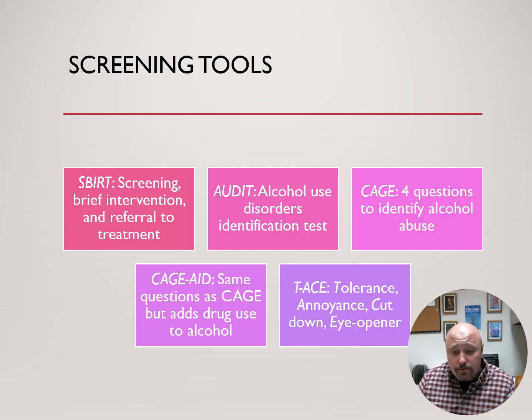Other screening tools that could be used here: the SBIRT, the Screening, Brief Intervention, and Referral to Treatment; the AUDIT tool, the Alcohol Use Disorders Identification Test; the CAGE, which is 4 questions to identify alcohol abuse; the CAGE-AID, the same questions as CAGE but adds drug use as well as alcohol; and the TACE, the Tolerance, Annoyance, Cut Down, and Eye Opener.